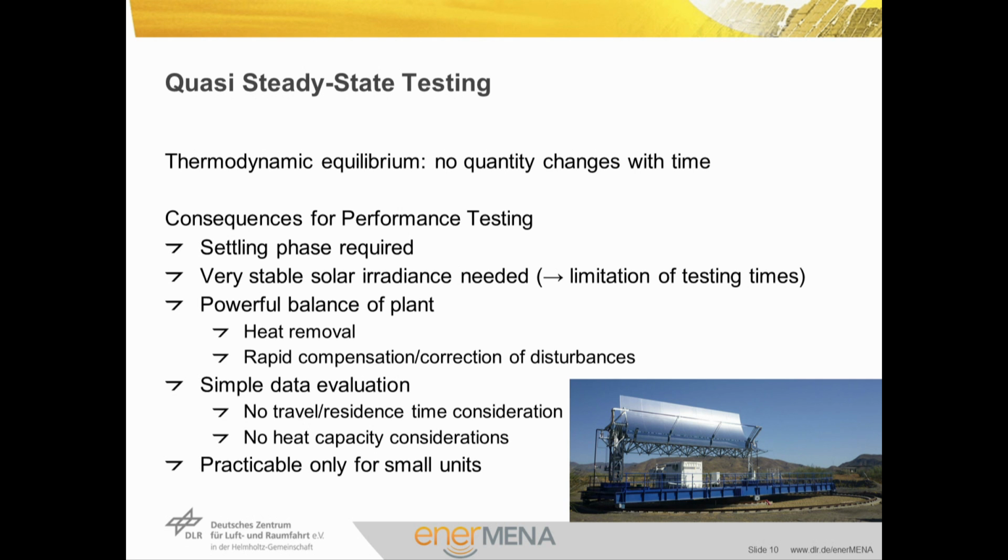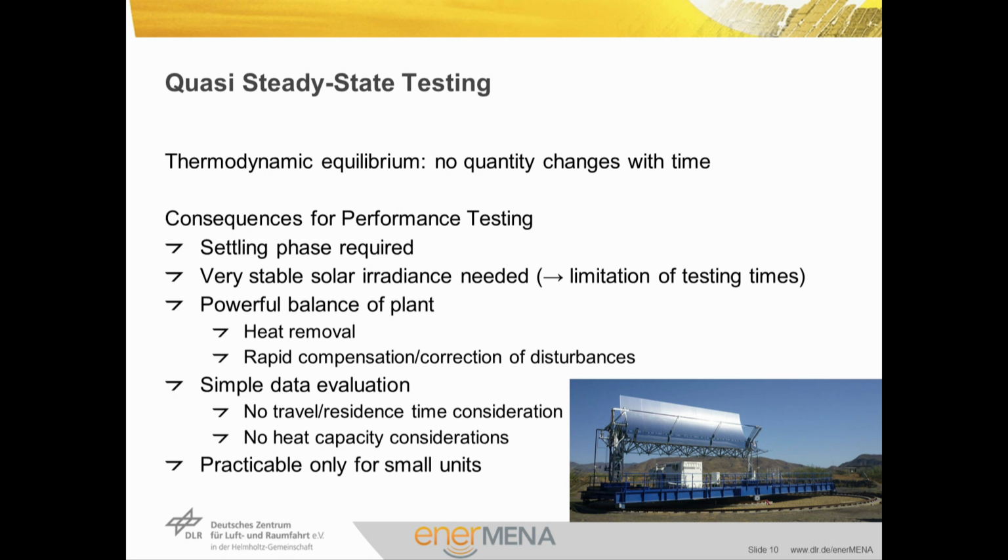To this end, a powerful balance of plant is required. In addition to removing the heat collected, the balance of plant is to compensate for possible disturbances very rapidly in order to ensure smooth test operation. In turn, steady-state operation facilitates data evaluation as no travel or residence times nor heat capacities have to be considered. The downside is that due to the high level of complexity and associated investments, quasi-steady state testing is only practicable for small units.